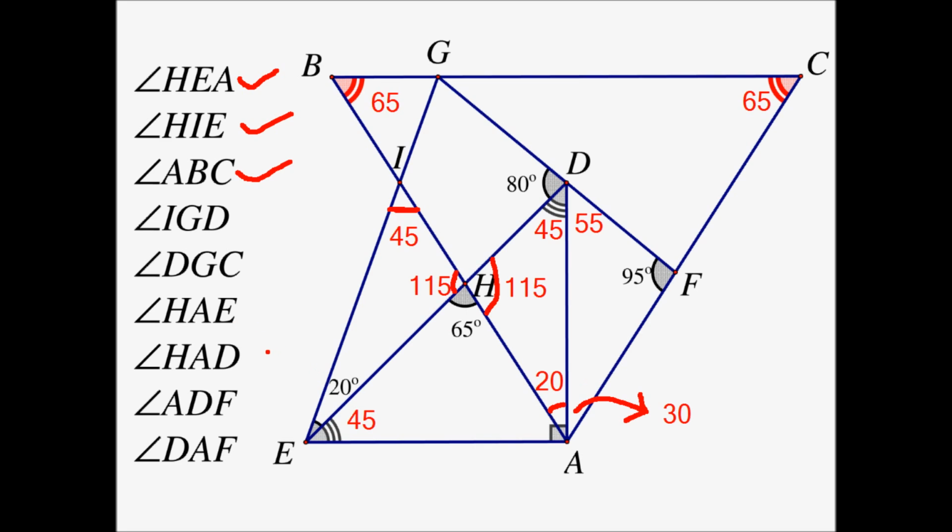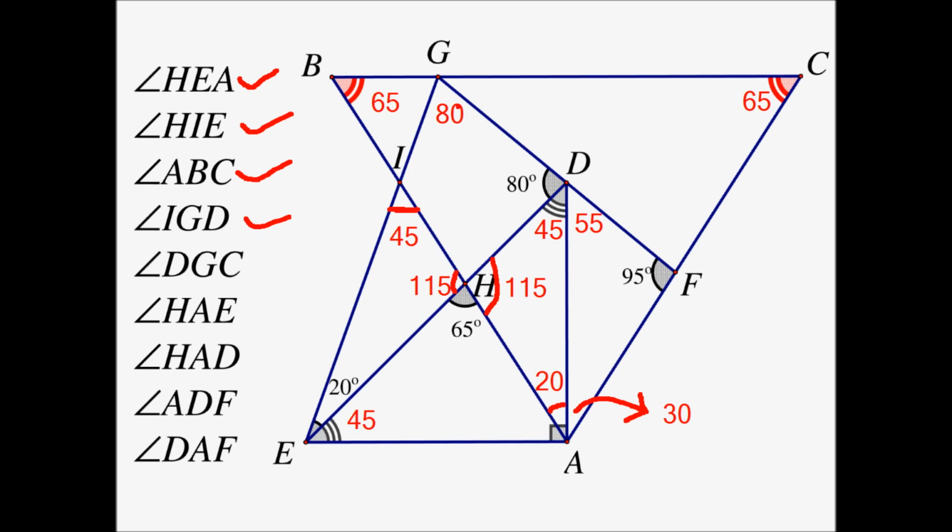All right, now let's move to IGD. One way to look at it, consider this triangle GDE. This is 20, this is 80. Add them up, you're going to get 100. From 180, if you subtract 100, you're going to get 80, so this has to be 80. Okay, so we calculated IGD.